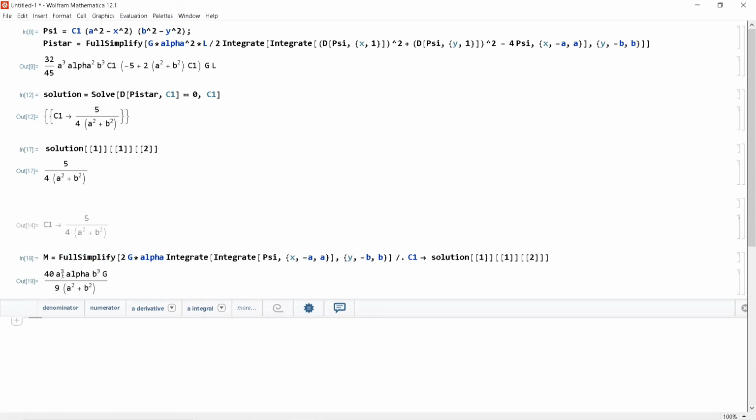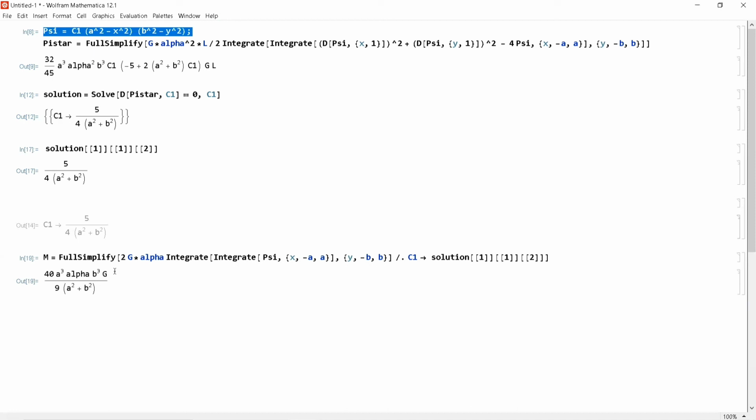Yeah, so that's your torsion applied, and so torsion divided by G alpha gives you J for this cross section, which is 40 A cubed B cubed divided by 9 (A squared plus B squared). What I can do, I can get fancy, and I can add another term if I wanted to. If you want to add another term, it needs to be a constant.